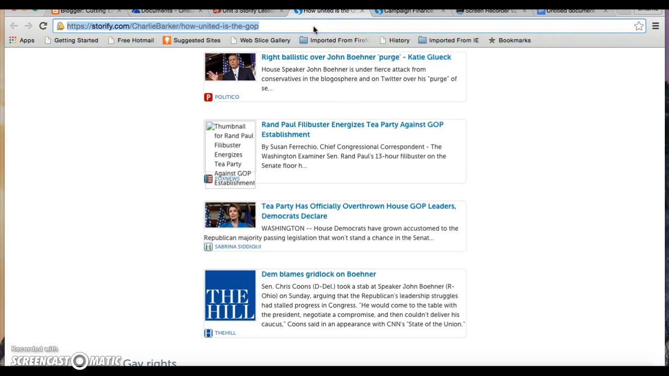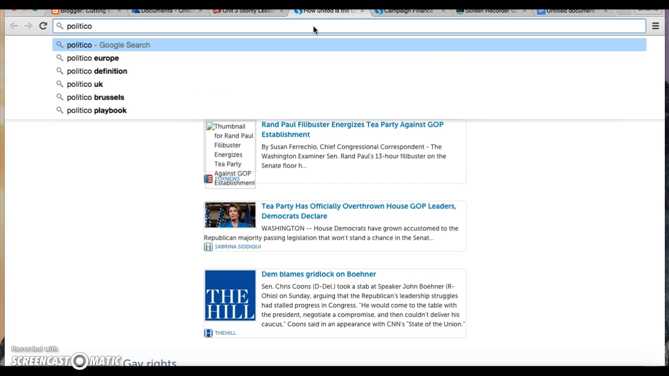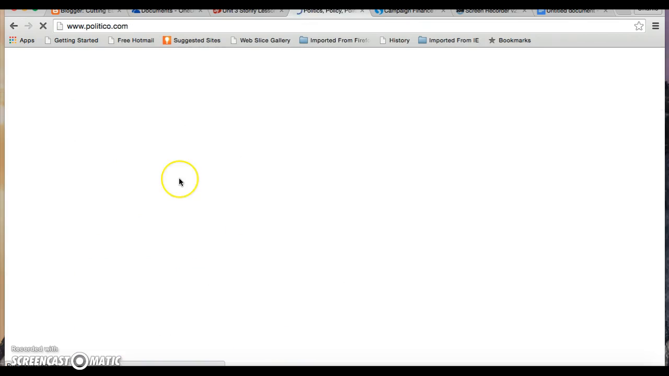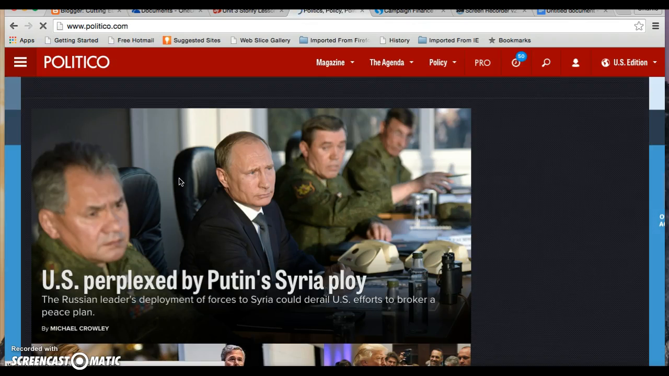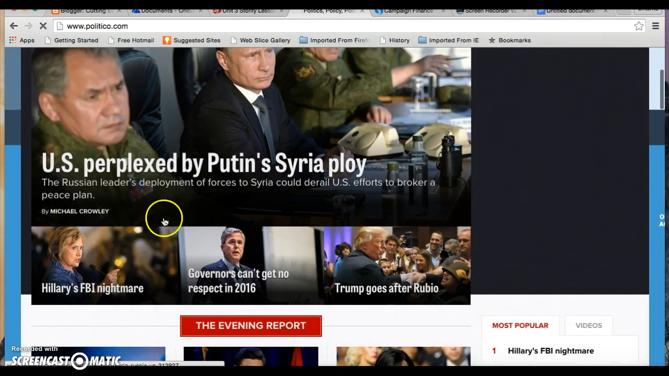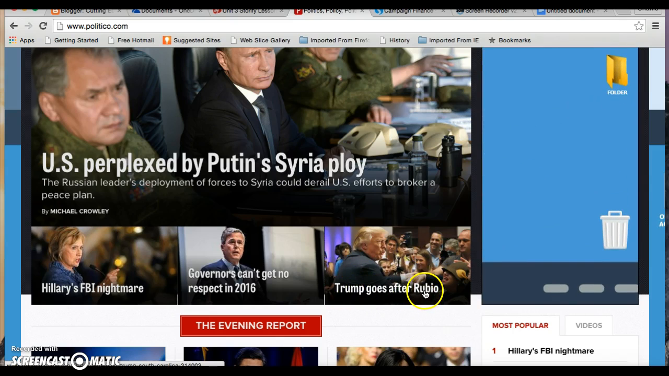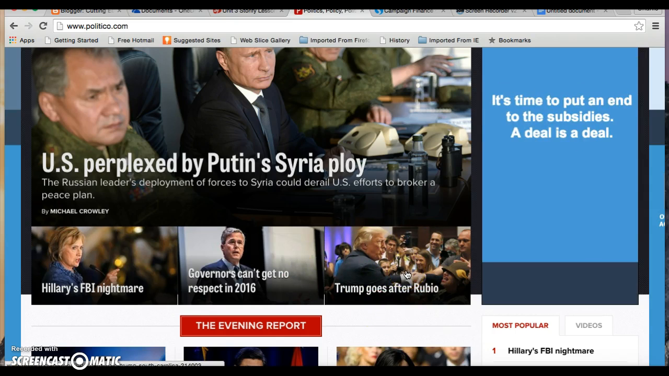Now, that's Storify, but if you want to be a little bit creative and a bit more independent in your learning style, the next thing you need to do is go to Politico, okay? Type in Politico, get straight to the homepage. Now, I would argue you can scroll the homepage if you want. You might find a headline that's relevant, okay? Again, that one's relevant. Trump goes after Rubio. Rubio's a Republican. Trump's a Republican. This is division, guys. Click on that article. Use it as an example.